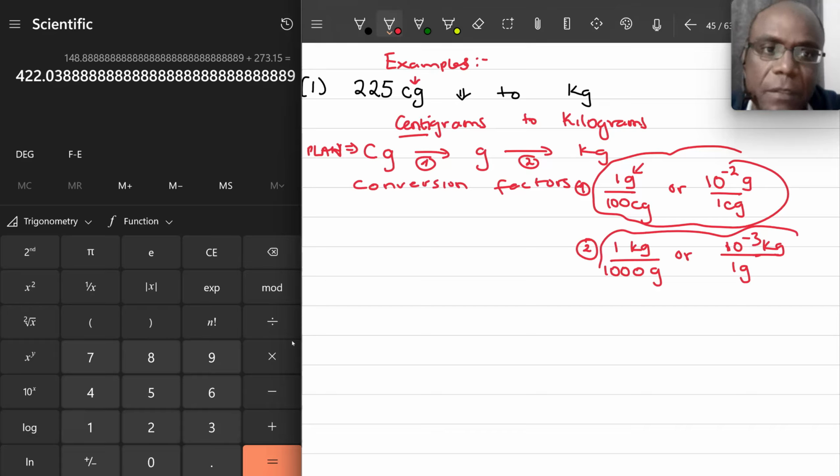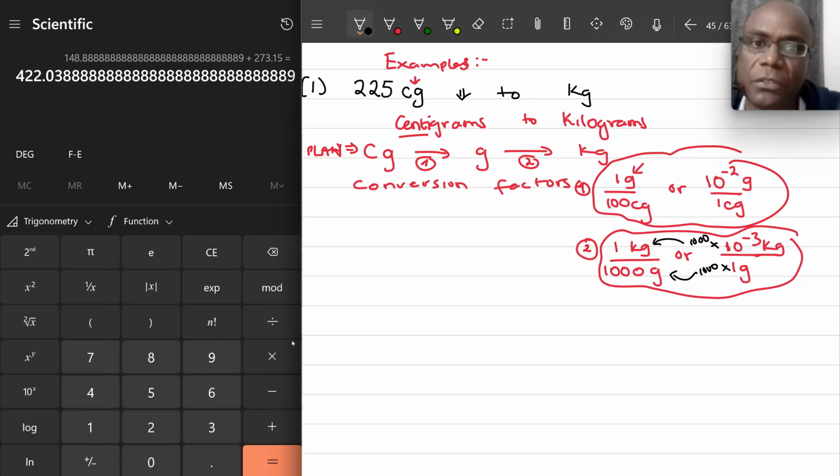Again, whichever of these you can use in your calculation, you're fine. Because if I multiply this by 1,000, guess what? It gives me that. If I multiply this by 1,000, it gives me this. They can be used interchangeably. So we now come here with our plan.